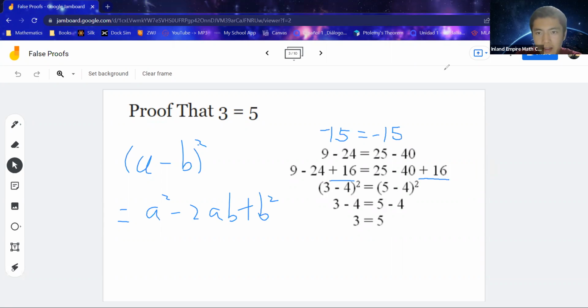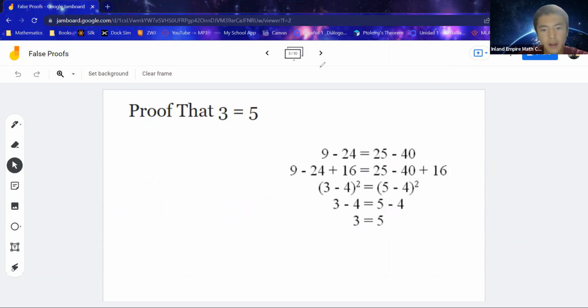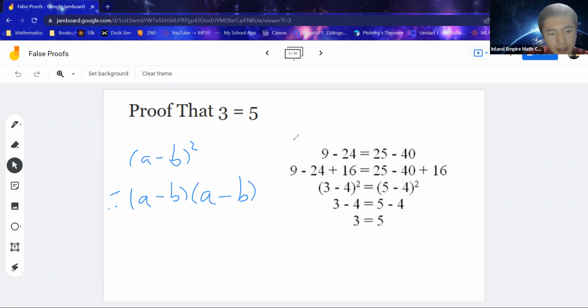And you can derive this factorization by using the distributive property, just like the way that we discovered the difference of squares factorization. So we can see this by starting with (a minus b) squared, which is equal to (a minus b) times (a minus b), right? Because a number squared is equal to the number times itself.